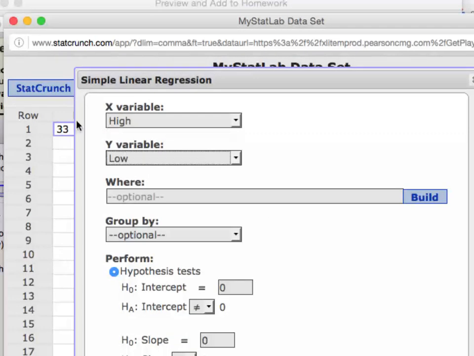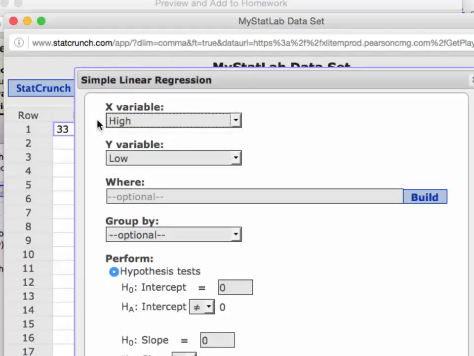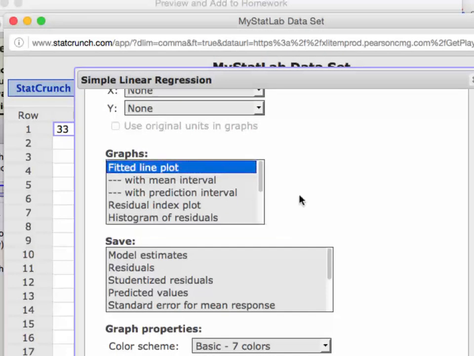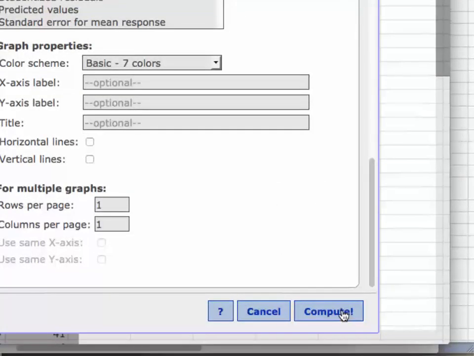And it's only showing up that way because the columns are named that way in this particular StatCrunch, right? It has no idea what the data is about. It's just that the columns have been named high and low, right? And then we want a fitted line plot. And that's it. So we're going to compute.